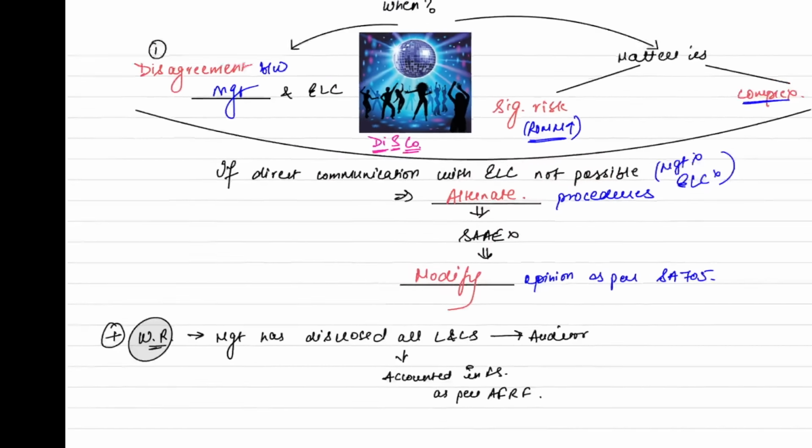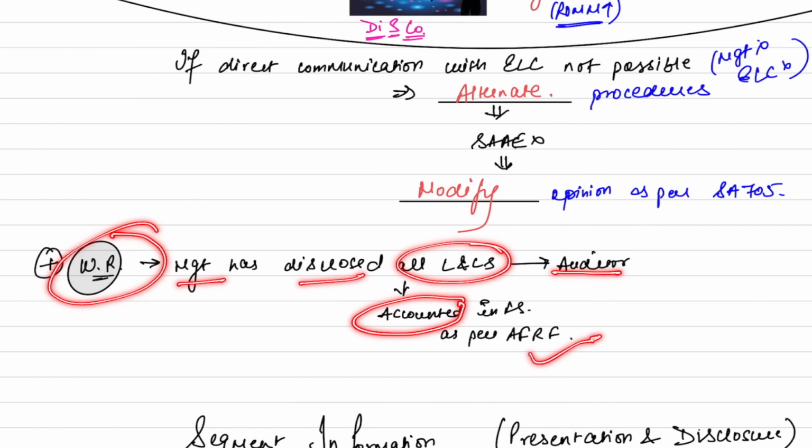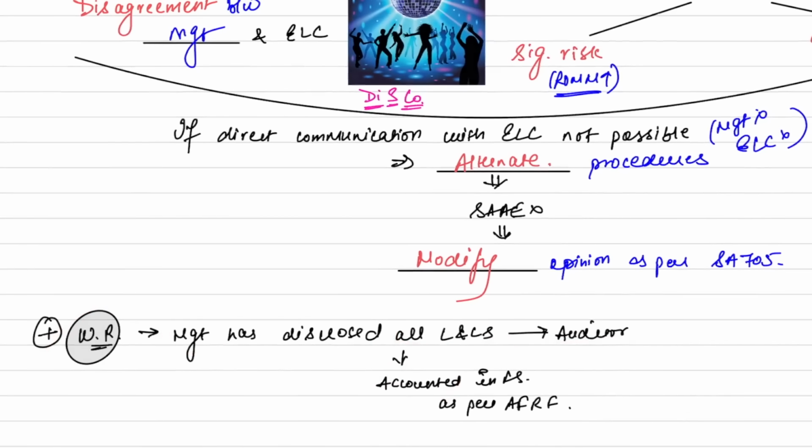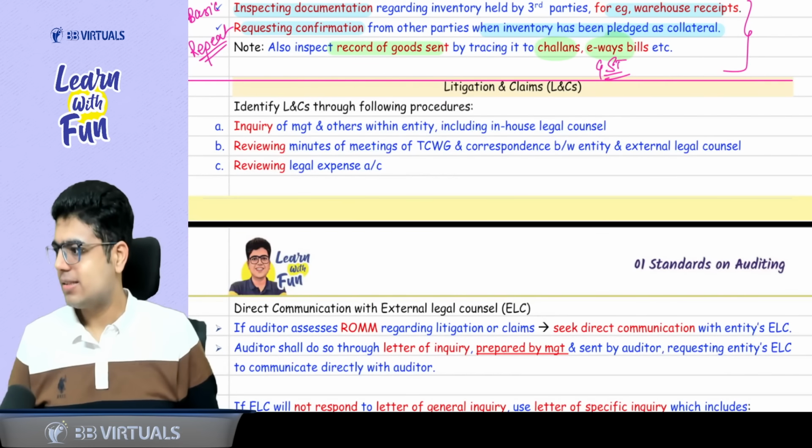And lastly, what do we take? Written representation that management has disclosed all the litigations and claims to the auditor, and all the litigations are accounted in the financial statement as per the applicable FRF. Is the flow clear? Yes, sir. Now everyone, come with me. Let's revise from the book. Let's take a quick read from the book.